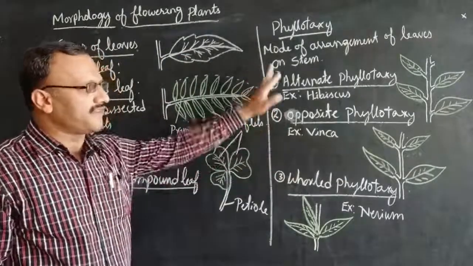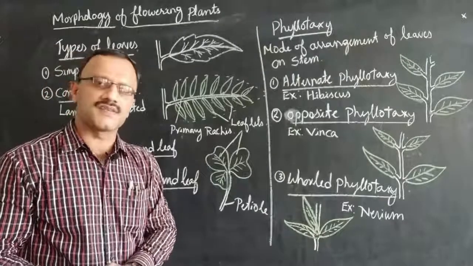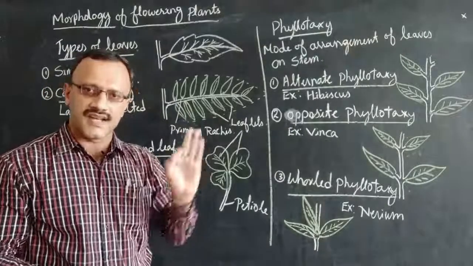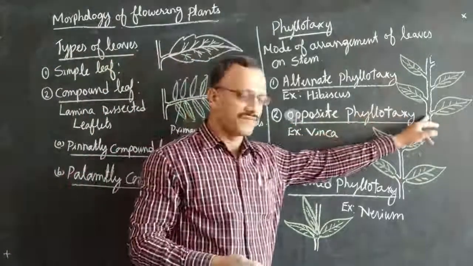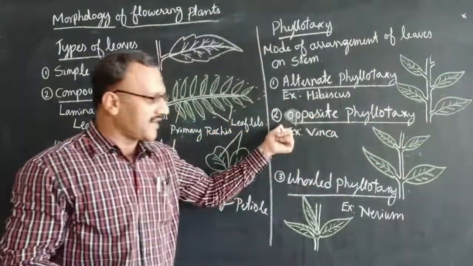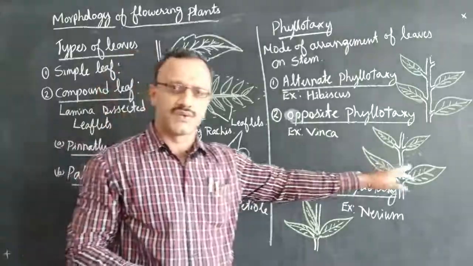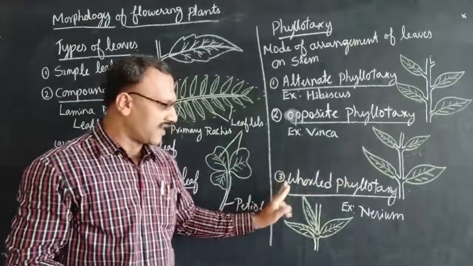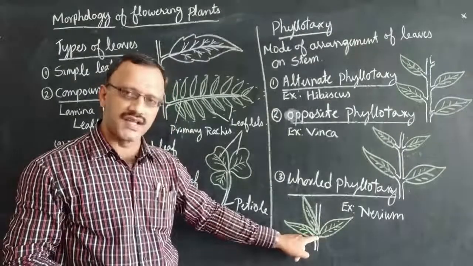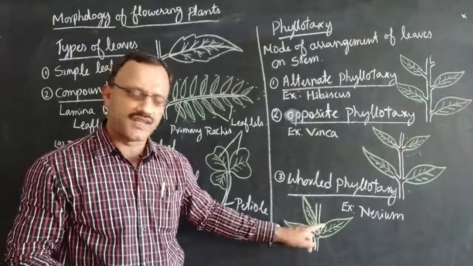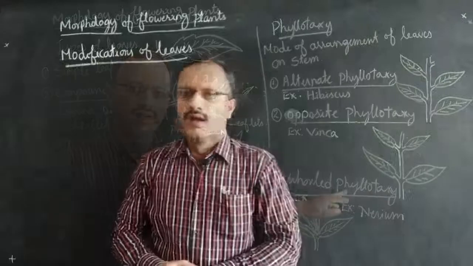The mode of arrangement of leaves on the stem is called Phyllotaxy. There are 3 types: alternate Phyllotaxy, where one leaf is found at each node, whereas in opposite Phyllotaxy, a pair of leaves will be found at each node, whereas in whorled Phyllotaxy, more than 2 leaves are occupying the nodal region, forming a crown of leaves, called whorled Phyllotaxy.